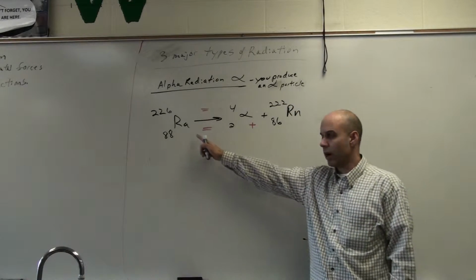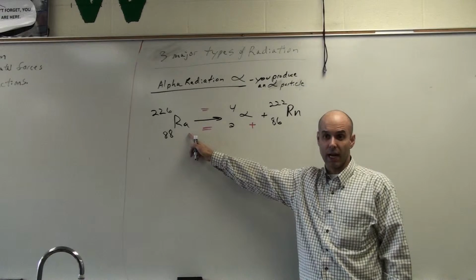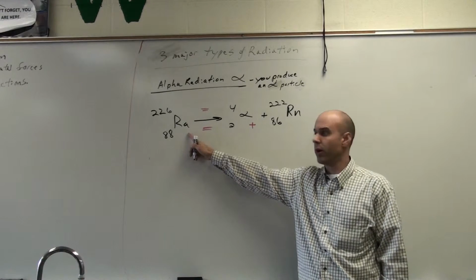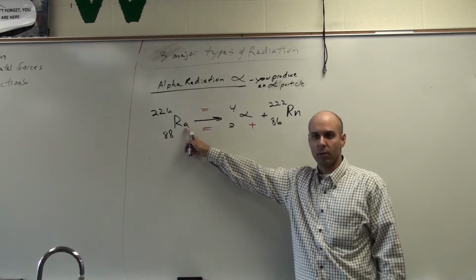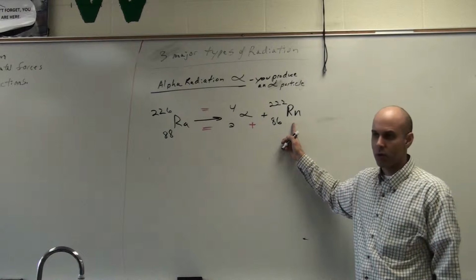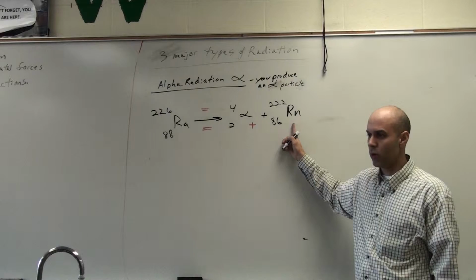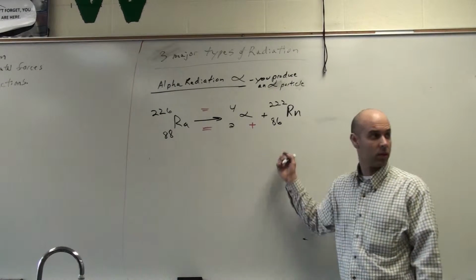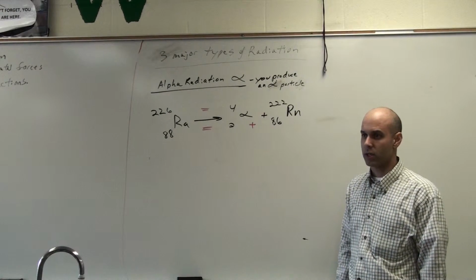So what we have done is we have transmutated, that's the fancy schmancy word. We've turned radium into radon. So you can make new elements through these types of reactions.